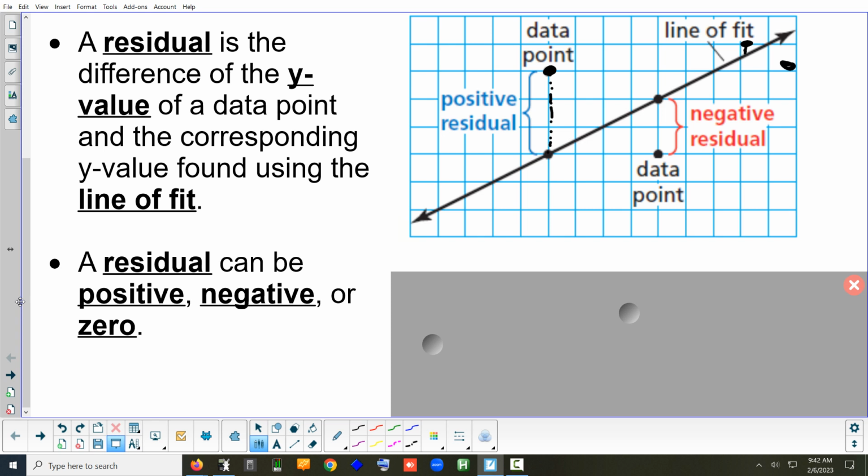Exactly. If you had a data point like this, and that was one of your actual data points, and your line goes right through one of the data points, then that means the distance between the line, which is the estimate, and your point, which is the actual point, they're right on top of each other. There's no distance between them. So that's an example of a zero residual. It's right on the line. Above is positive, and below is negative.